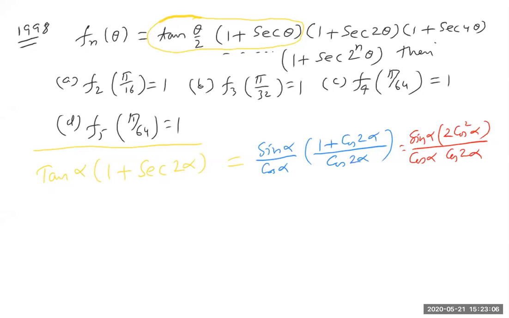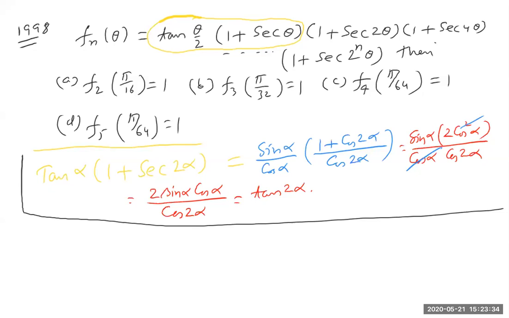So you can observe this cos 2 alpha will cancel out with this one power. So what is left now? This is left: 2 sin alpha cos alpha upon cos 2 alpha. So this is sin 2 alpha upon cos 2 alpha, equal to tan 2 alpha. This is a very important observation. So this question is a repeated application of this fact.